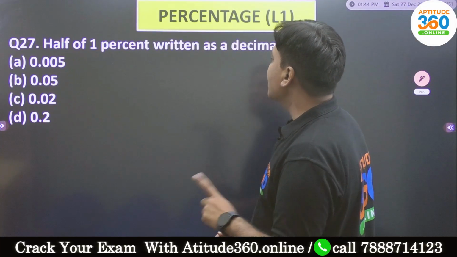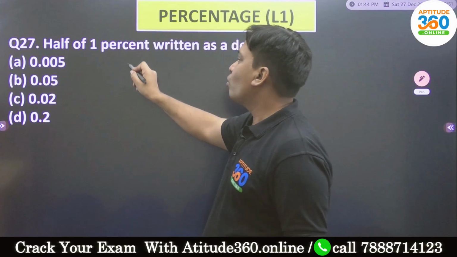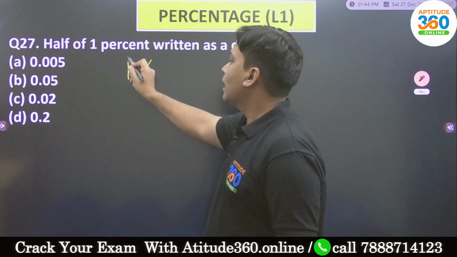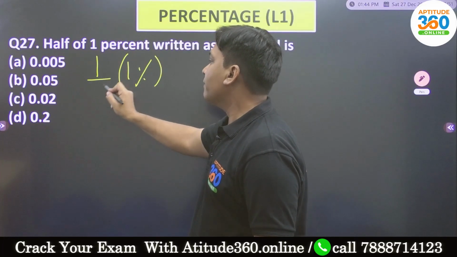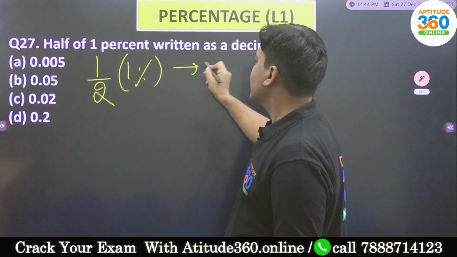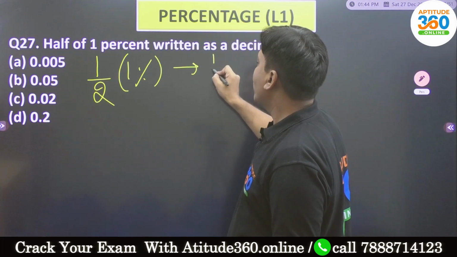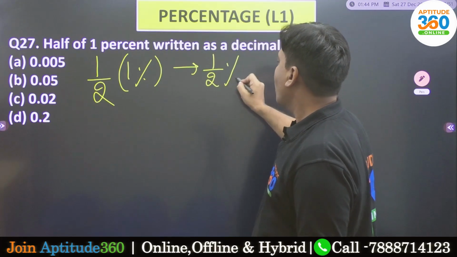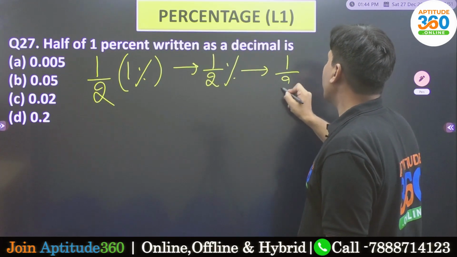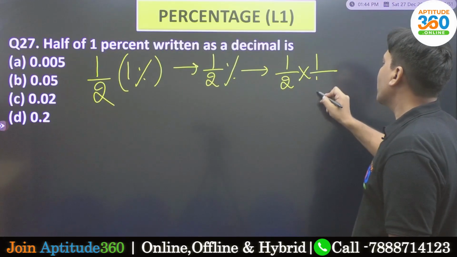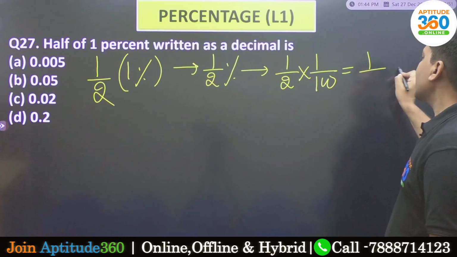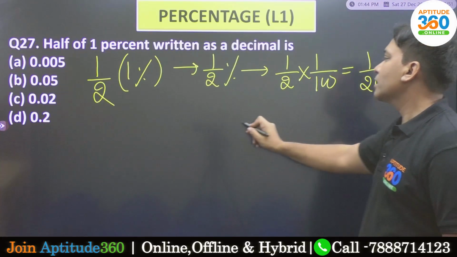Half of 1% written as decimal. 1% and half of 1%. So this is 1 by 2%. 1 by 2% is what? 1 by 2 into 1 by 100. So what is that you have? You have 1 by 200.